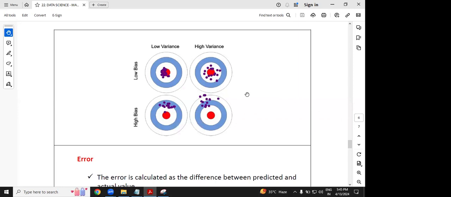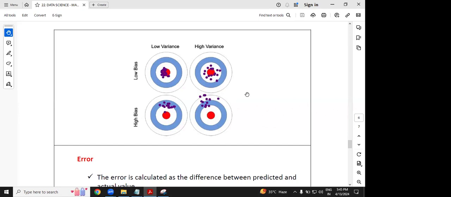Can you tell me which model is really good? Which combination is a really good combination? Low bias and low variance. You may ask how to find that out. I'm going to show you an example, and from that example you will understand low bias value and low variance value.